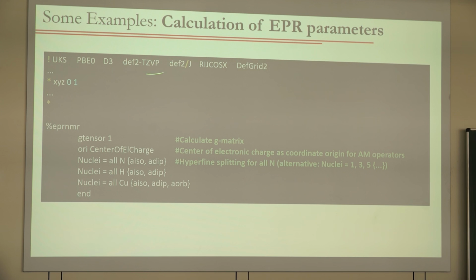Then you should go at least for this, and maybe quadruple zeta on something like copper, if you want accurate results for some of these parameters. So these are hyperfine contributions. Again, I want to go faster, so I won't go into what each of these is, but these are more or less what I would use to calculate EPR parameters of something that has a copper complex.